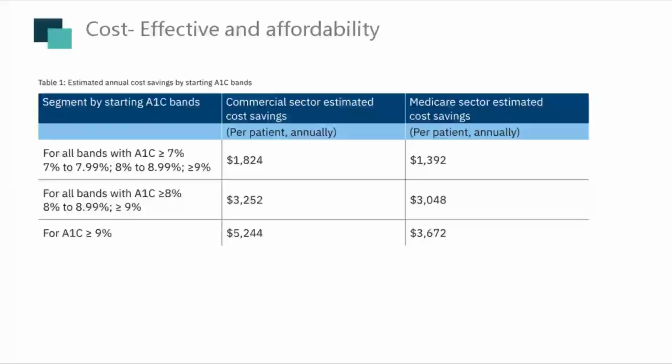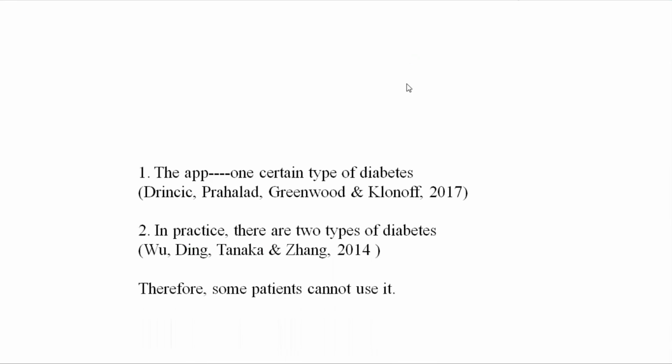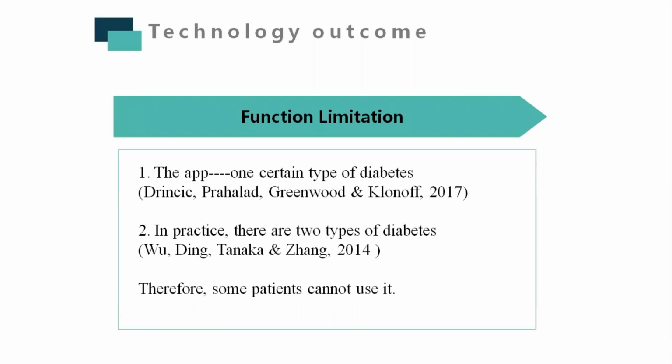So next part is the disadvantages. Okay, Bluestar has many advantages in different aspects, but the disadvantages are also very obvious. It's mainly in two aspects. The first aspect is technology outcome. First is the function limitation. The Bluestar is only suitable for a certain type of diabetes. However, there are two types of diabetes. Therefore, patients with type 2 diabetes cannot use the app. Thus, the technology of the Bluestar needs to be broadened.